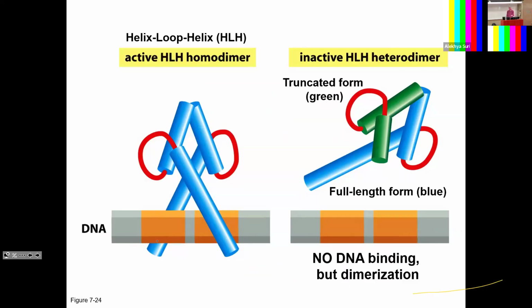So in this example here, on the left side, it's what you find in the cell. On the right side we have some kind of engineered protein with one part. There is a binding site of the green protein. You can see here the portion that binds to the DNA is missing. So you need both binding sites to bind these dimers to the DNA. So in this case, right side, you can see an inactive heterodimer that will not bind to the DNA.